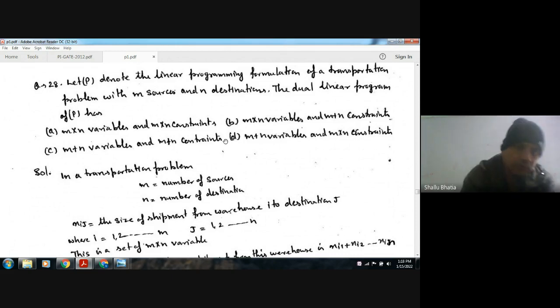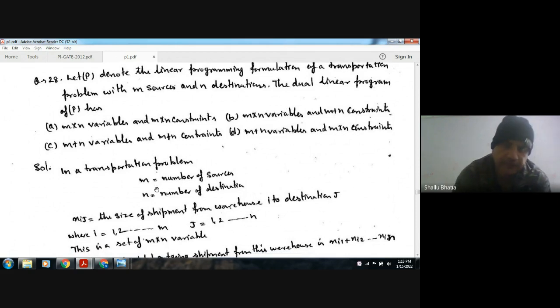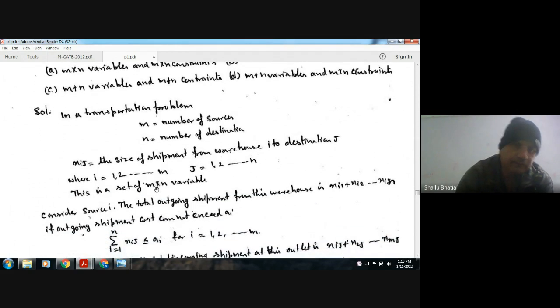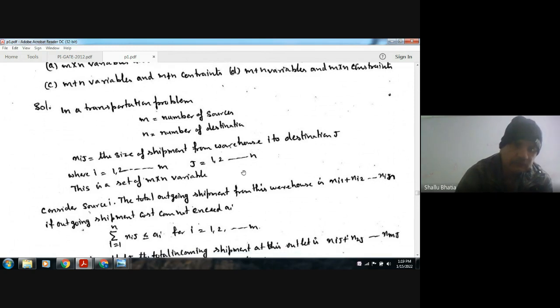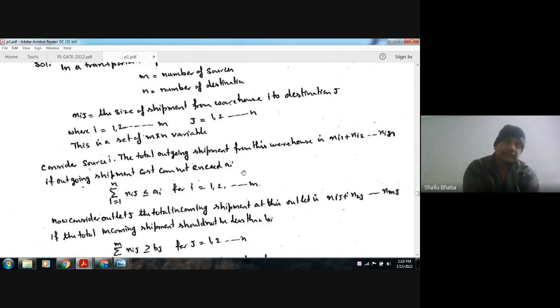Suppose here M is the number of sources and N is the number of destinations, and Xij is the size of the shipment from warehouse i to destination j. In the transportation problem, there are sources, or we can say warehouses. I varies from 1 to m, so there are m sources, and j varies from 1 to n. Now consider source i.